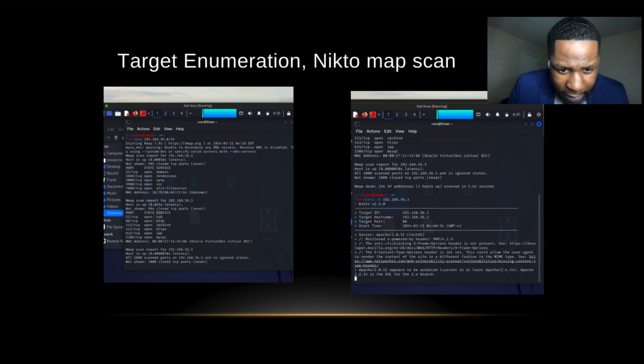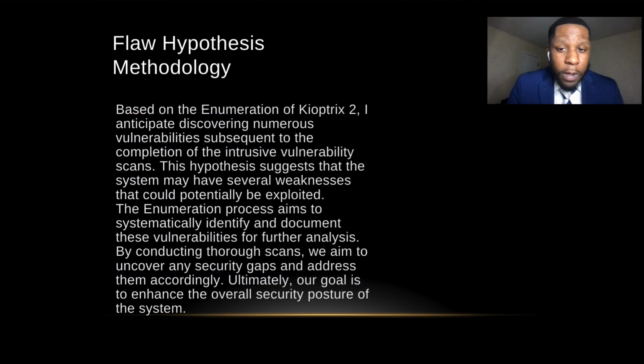As you can see, it says the server was Apache 2.0.52 CentOS, which is the Kali box that I am running on. It also says the anti-clickjacking header is not present. The X-Frame-Options header is not present. It says see developer.mozilla.org. If I'm not mistaken, these are a lot of vulnerabilities. So yeah, flawed hypothesis.